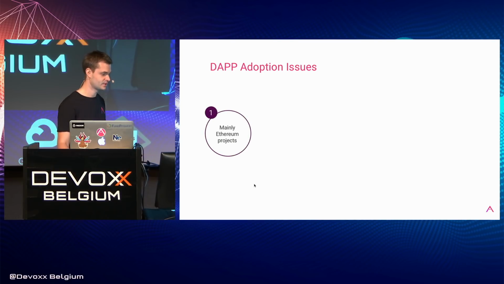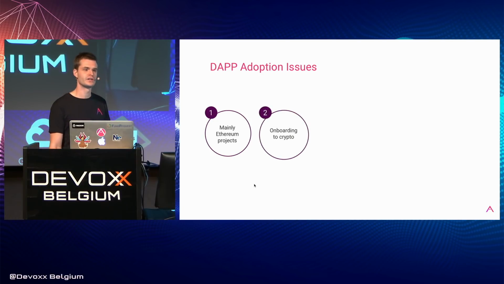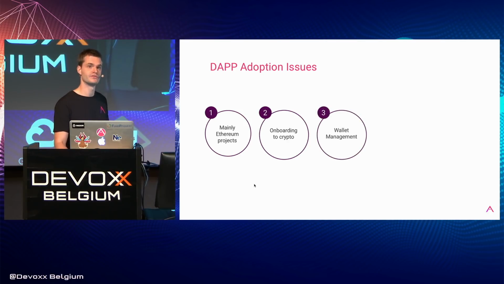So to recap, what are mainly adoption issues right now? So it's mainly Ethereum projects. Onboarding into crypto is hard. It's actually hard from a user point of view, from an application point of view. The wallet management. Users need to manage a wallet that they don't know what that actually is. And then an application needs some way to access the wallet.